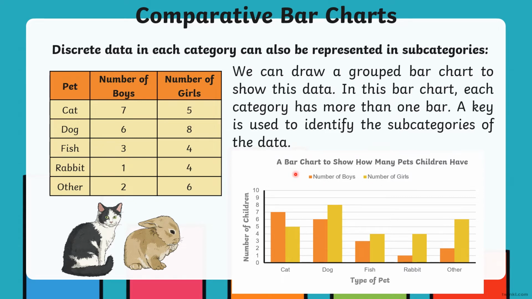So in each of the category, there is a subcategory which is the boys and girls. So this is comparative because we are comparing the number of boys to the number of girls when it comes to the type of pet that they want.